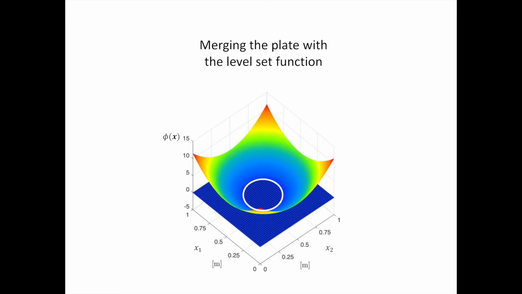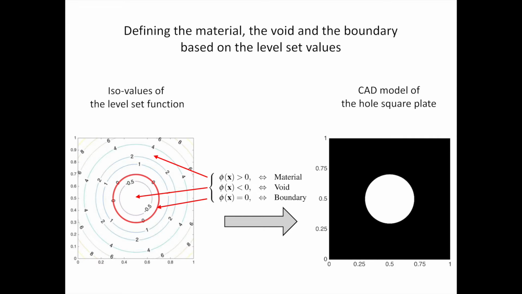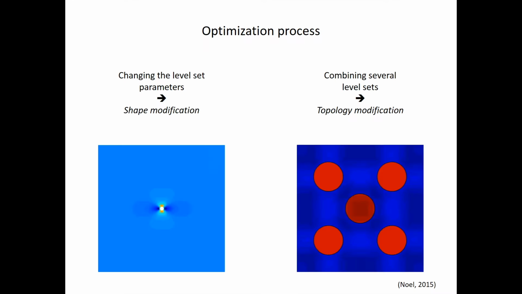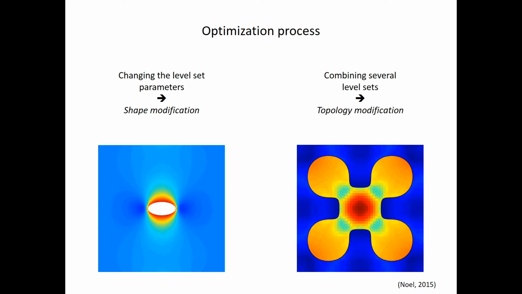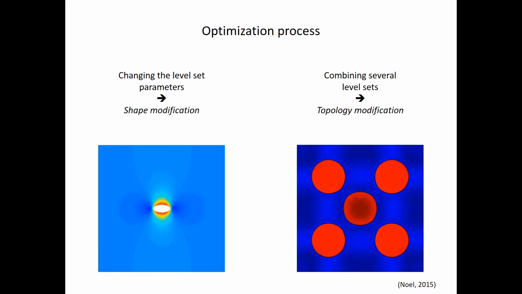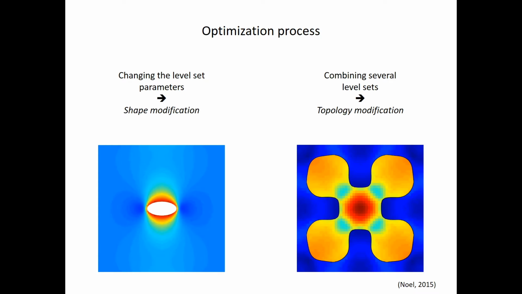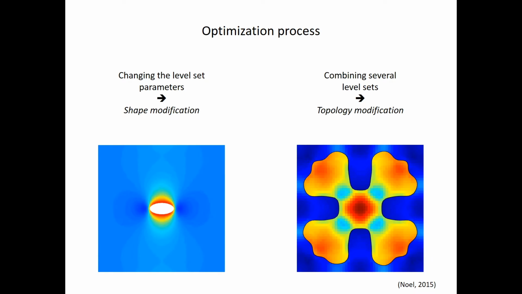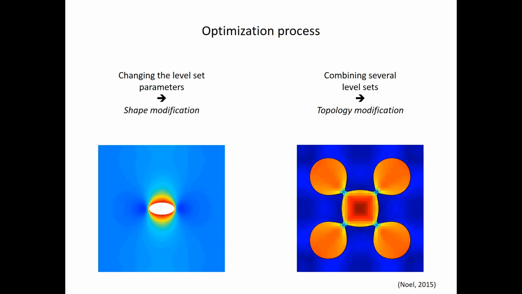Afterwards, we can merge the two elements, and based on the level set function values, we can define the material, the void, and the boundary. Considering the optimization process, we can modify the shape of the component by changing the level set parameters, or we can modify the topology of the component by adding or combining several level set functions.